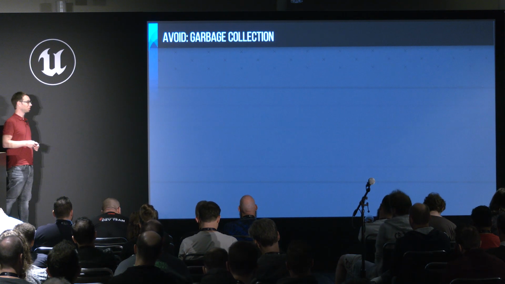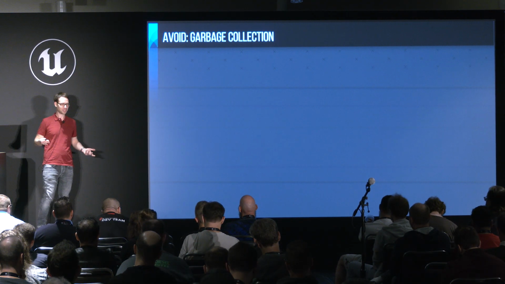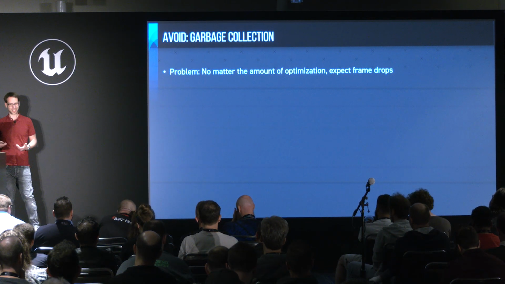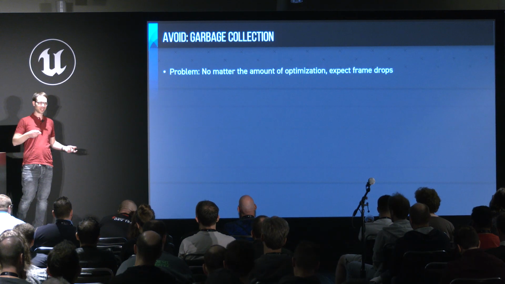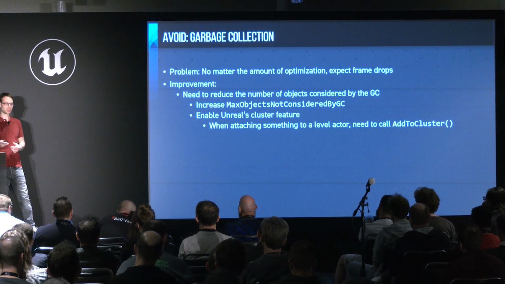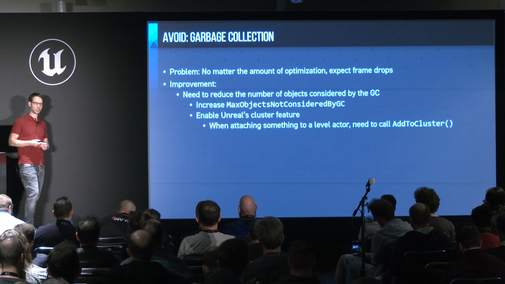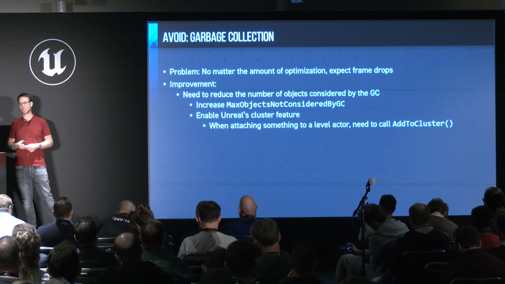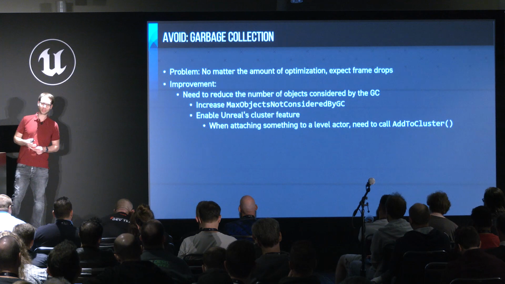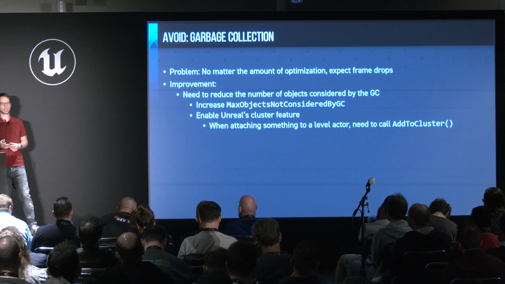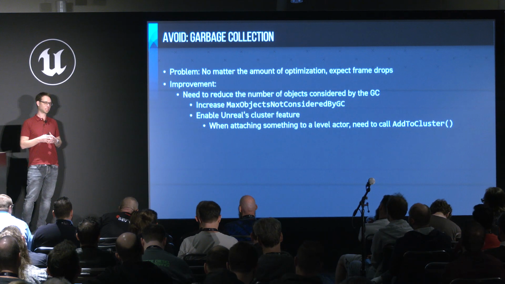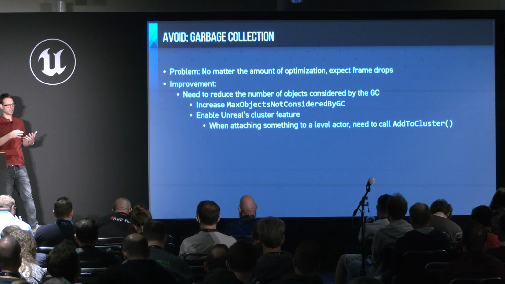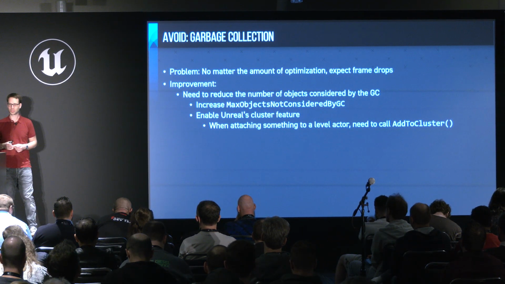Another thing we needed to avoid was garbage collection. So Unreal has this nice and convenient garbage collector, but our problem was that no matter what we did, it always caused us performance issues. And as we can't get rid of the garbage collector, we can just work on improving this, right? So you need to reduce the number of objects that the garbage collector needs to consider. So you can tweak some values in the engine configuration for that, for example. But you should also be using this clustering feature, which allows you to load in a complete level as one garbage cluster, so that the engine doesn't need to look at individual actors, objects in this level, but just treats the whole thing as one garbage object, basically.